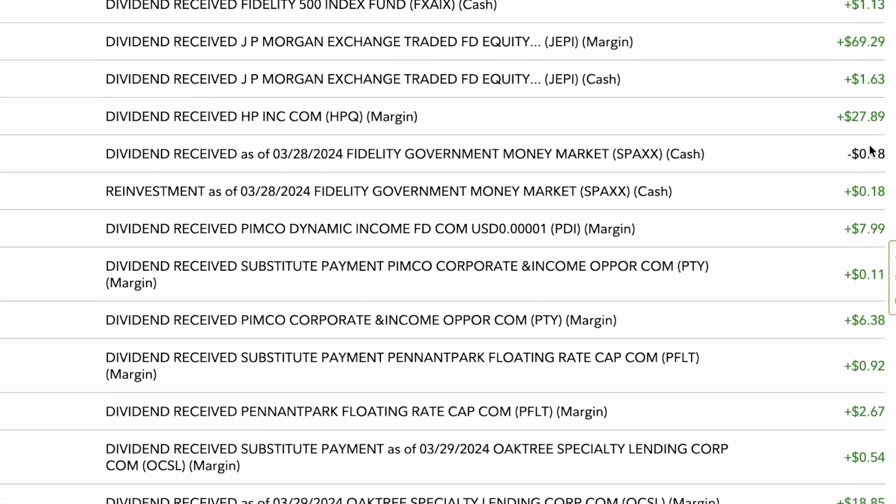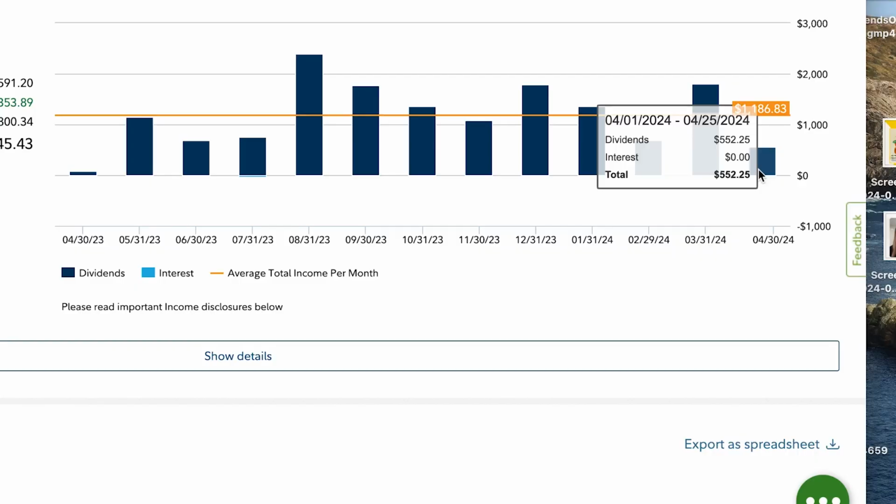So overall, not bad. Okay, so it looks like for this month, it was a little low. It was $552.24. So again, not bad. My average is about $1,100 per month. And mostly I'm focusing on dividend growth, high dividend yield. I have a lot in my investment ETFs and I have a lot for options as well. So this is about 25% of my overall portfolio, but it's not too shabby.